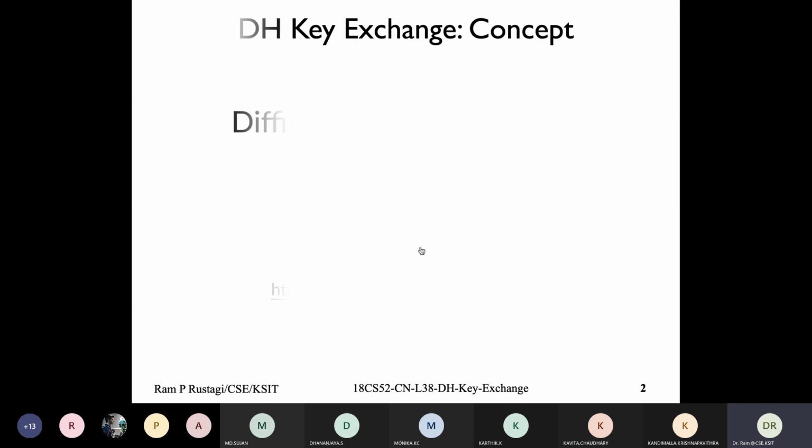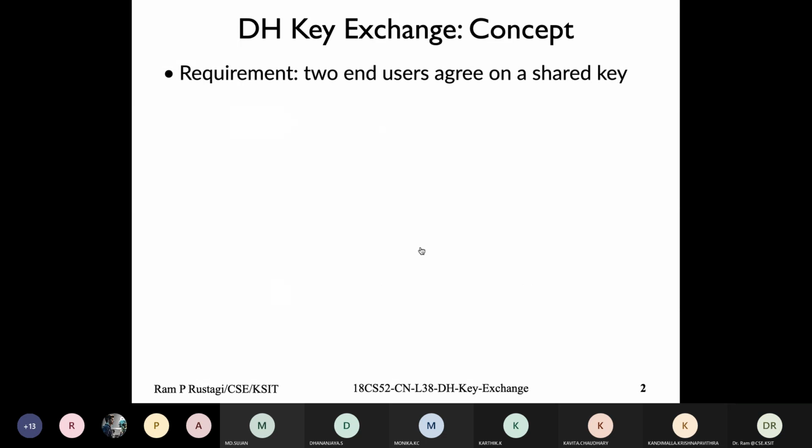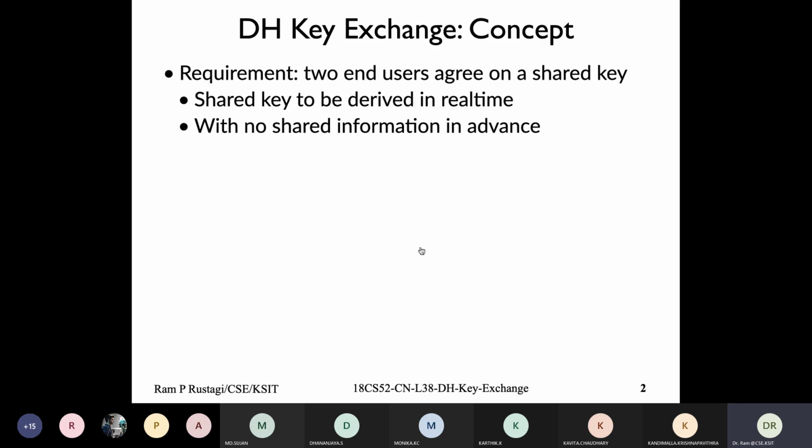The primary purpose of the Diffie-Hellman algorithm is that we would like two end users to agree upon a shared key so that they can transmit information. This shared key has to be derived, computed in real time, and they may not be able to talk directly. Their communication may go through a number of people, and these two people have no advance shared information which they can make use of.